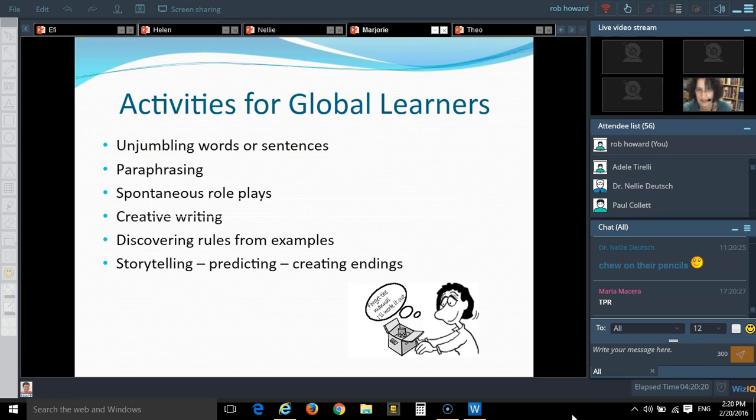They like to paraphrase. They enjoy spontaneous role plays. And they also enjoy creative writing because there aren't as many rules. And they like to find the rules from the examples. Yeah, TPR, that was definitely for the kinesthetic motoric. And with storytelling, they enjoy the predicting and the creating of endings.